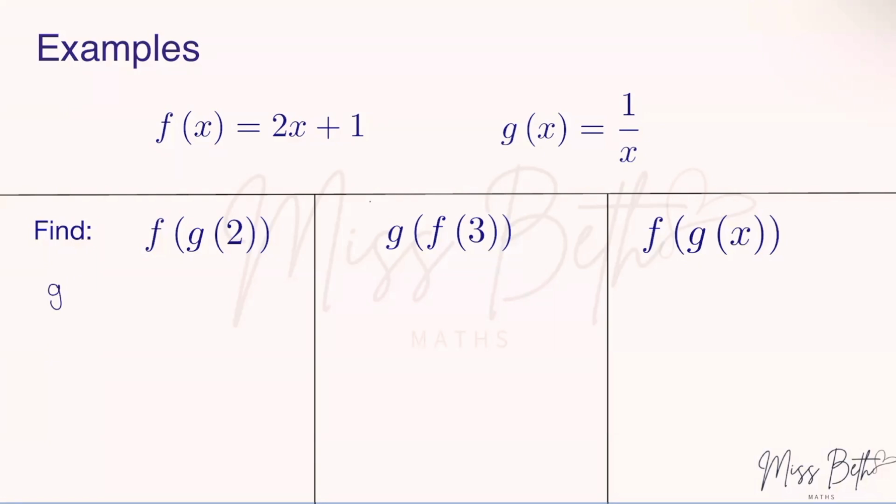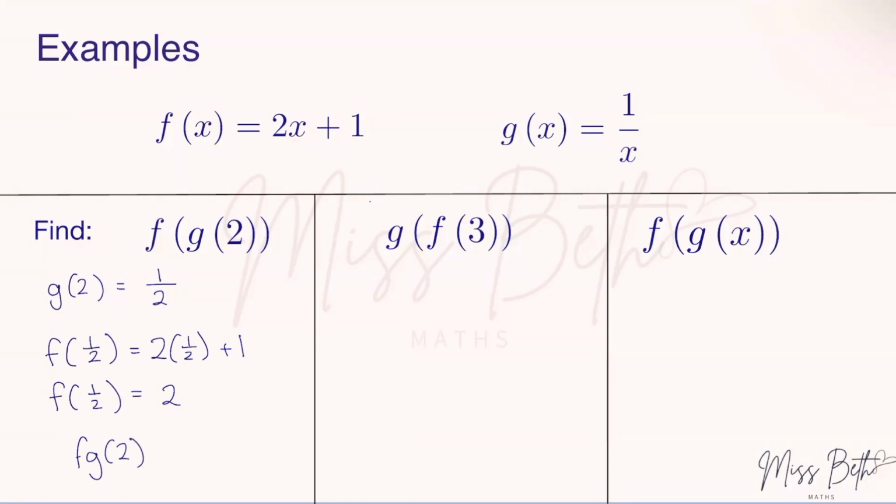So g of 2 first would be equal to 1 over 2, so a half. And now I need to do f of that output, so f of a half, which would be equal to 2 lots of a half plus 1, giving me a final answer of 2. So I can write that f of g of 2 is equal to 2 as my final answer for that one.